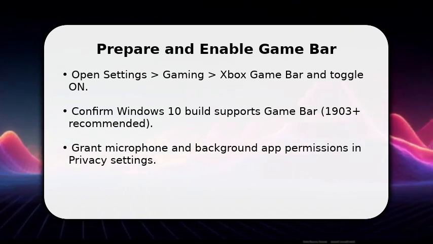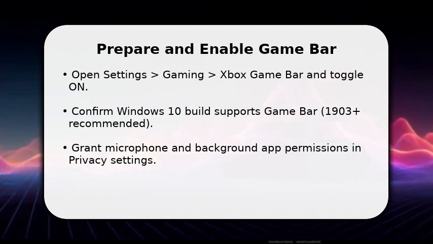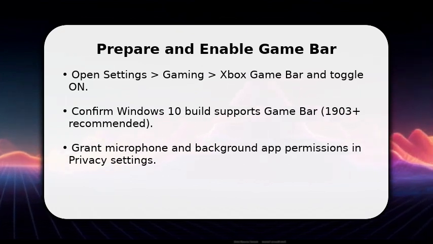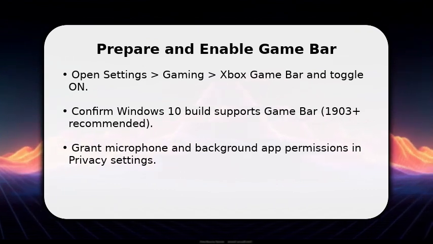Finally, give necessary permissions. Allow background apps and microphone access under privacy so audio and background capturing work. Once done, you'll be ready to test a quick capture with Win+G to confirm the overlay appears.